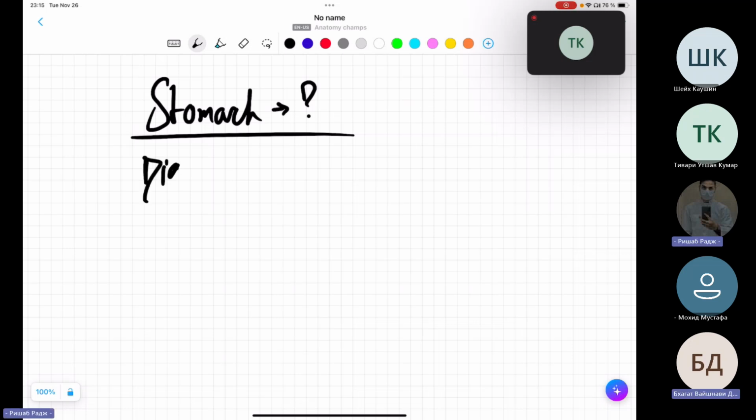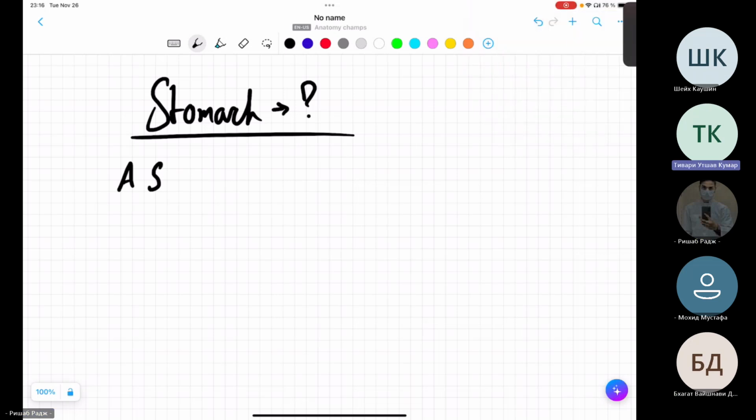It is a part of the gastrointestinal tract. Gastro, yes, it comes after ingestion. Okay. Do you want me to elaborate, or is it okay? Yes. Stomach is the part of the digestive tube that is located just below the diaphragm and the liver in the abdominal cavity.